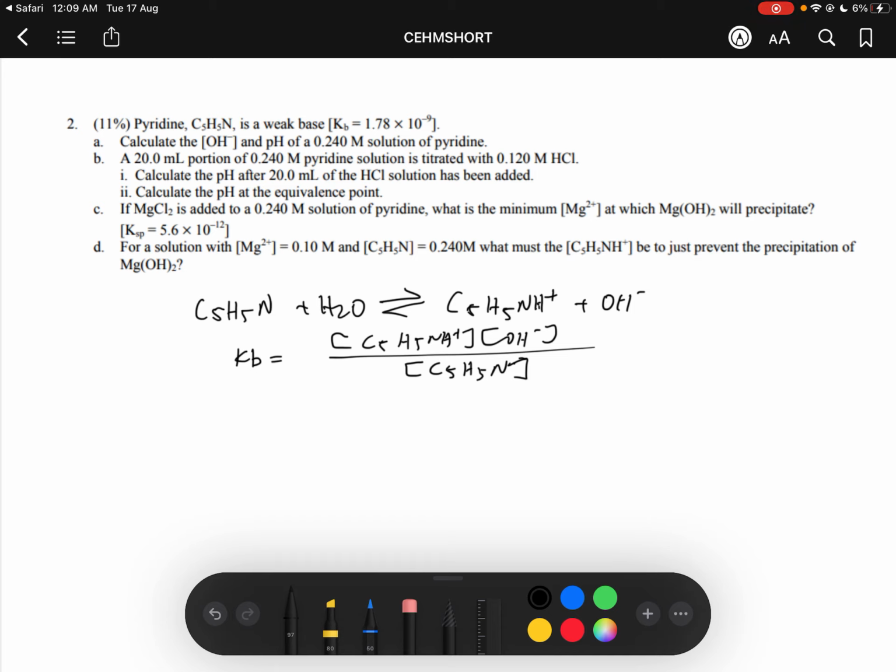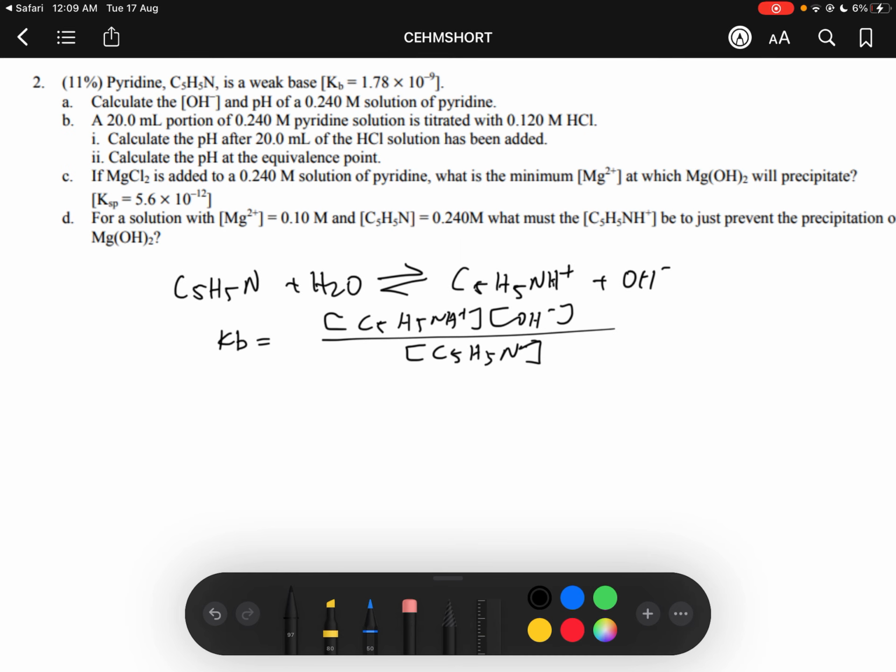For this, we're going to assume that since the Kb value is very low, there is virtually no change to the concentration of C5H5N in the solution. Therefore, the concentration of C5H5N will still be approximately 0.240 mole per liter. We also know that the OH minus concentration is equal to the C5H5NH plus concentration, assuming that the water dissociation is not significant. So Kb multiplied by the concentration of C5H5N, square rooted, is equal to the concentration of OH minus.